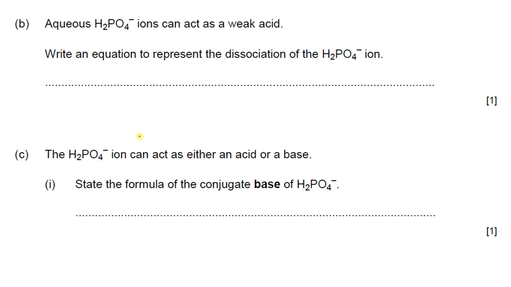Okay, so write an equation to represent H2PO4 minus acting as a weak acid, the dissociation of H2PO4 minus. So it's a weak acid that must be donating a proton, so write like so: H2PO4 minus, remember the equilibrium sign because it's a weak acid. So put H plus, going to donate H plus, so what's left is HPO4 2 minus. Remember the state symbols, and that's aqueous.